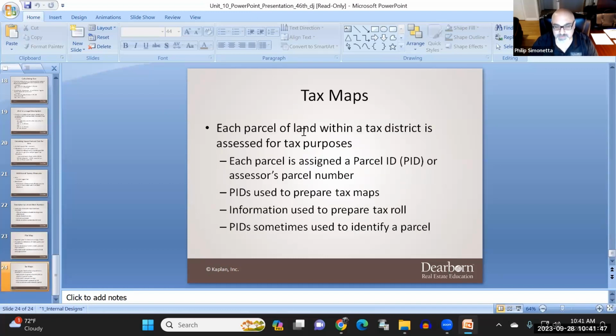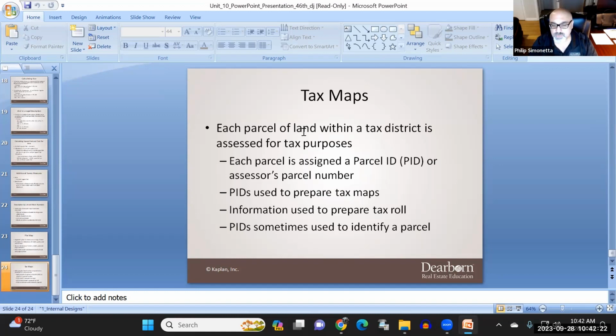Now you have tax maps. Each parcel of land within a tax district is assessed for tax purposes, so each parcel is assigned a parcel ID number. They call them PIN numbers, or an assessor's parcel number. Every property, when we look at it on the tax record, has a PIN number, and that PIN number is what we use to pull the property, look it up, and see everything about it, see if the taxes are paid, see if there are permits pulled. Everything is under that PIN number for that property.